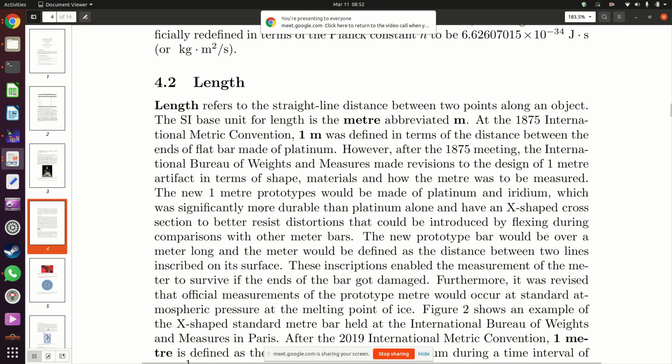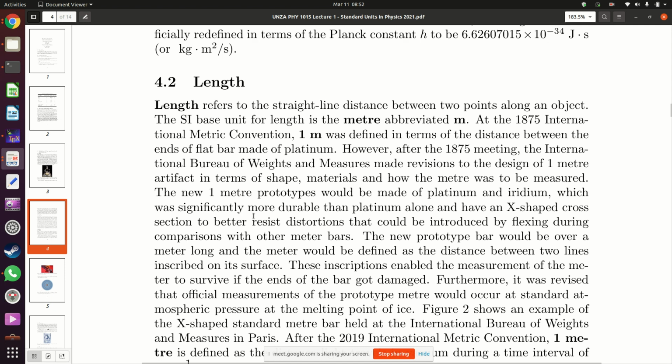Then we move on to length. Length is also defined in a very specific manner. Length refers to a straight line distance between 2 points. This is how we define length: the straight line distance between 2 points along an object. So if the distance is not straight, we're talking about something else. Okay, that's a definition. And the SI unit for length is the meter, and the symbol for the meter is m.